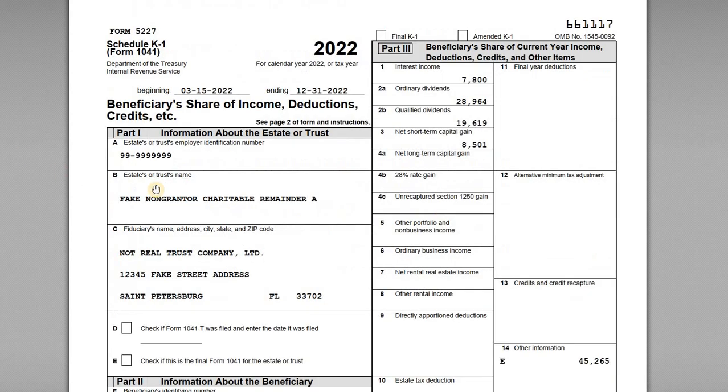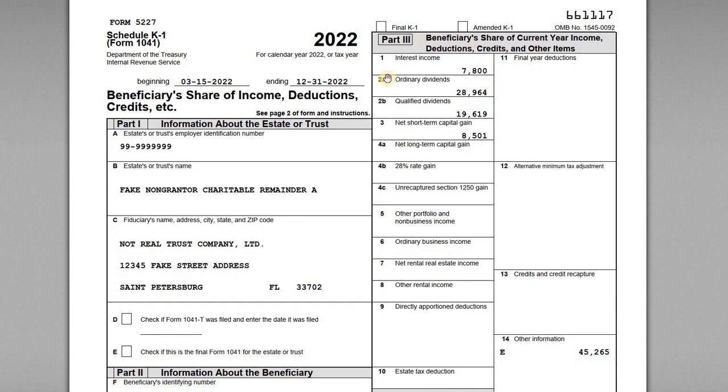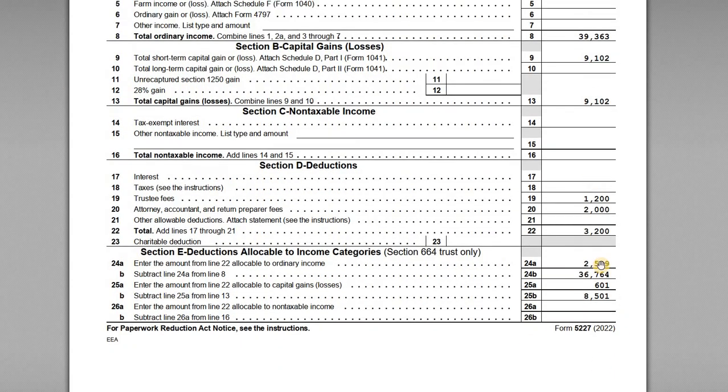So, for example, if we look at the K1, we'll certainly come back to this in more detail, but the amounts that we see in interest, dividends, capital gains that's flowing through to the K1, we want these to be net of all the allowable deductions that we can take up here in Section E. So that's the purpose of this exercise, is trying to allocate the deductions to the different income categories. And then when we look at how much is distributed to the beneficiaries, we've already factored those in there.